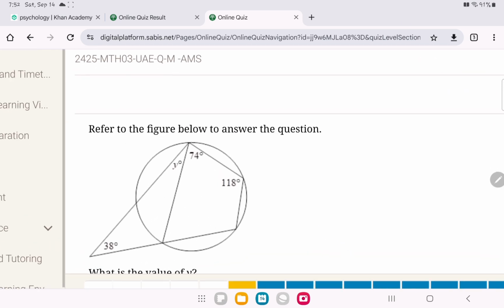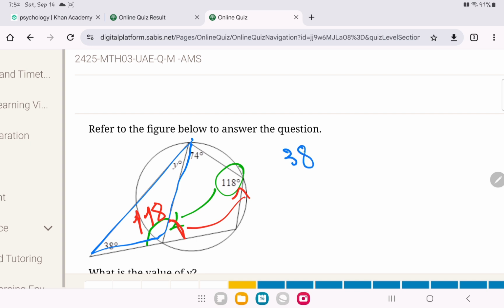Question number 6. Refer to the figure below to answer the following question. Here, we can take a rule directly, if you remember from previous solving, that the exterior angle is equal to the opposite of the interior angle. So here, the exterior angle is in green and the interior angle is in red. And what's the opposite of the red? It's 118. So that means this angle here is 118. And over here we have what? We have a triangle. And in a triangle, they're all equal to 180.